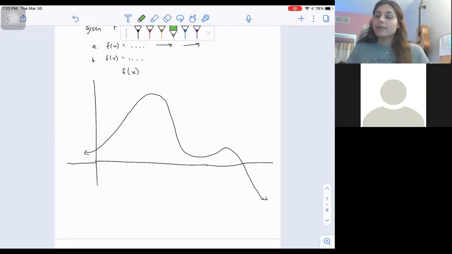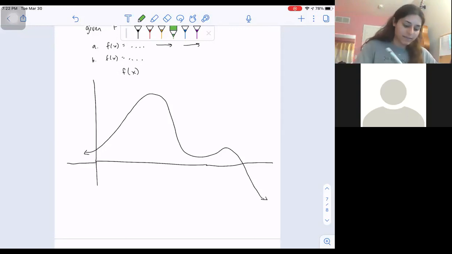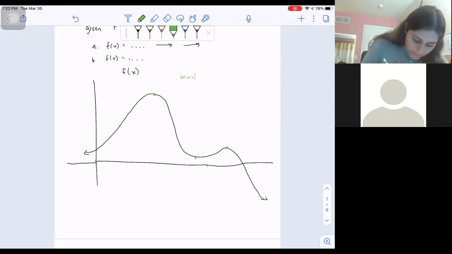There are a few key points to consider that show up very often in this class. One is maximums and minimums. Okay, so those are in green. Maximums and minimums are given by critical points.